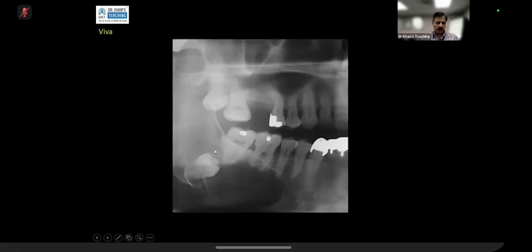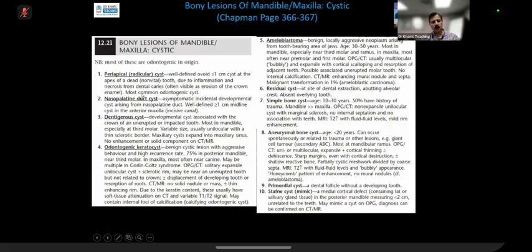Can you describe this for us? This is a zoomed image of the OPG focusing on the right side of the mandible. There is a large unilocular expansile lucency adjacent to the unerupted tooth on the right side, adjacent to the right third molar. This is likely suggestive of a dentigerous cyst. Okay, excellent. So if you see here, dentigerous cyst: it is a developmental cyst associated with the crown of an unerupted or impacted tooth, most commonly in the mandible, especially the third molar.